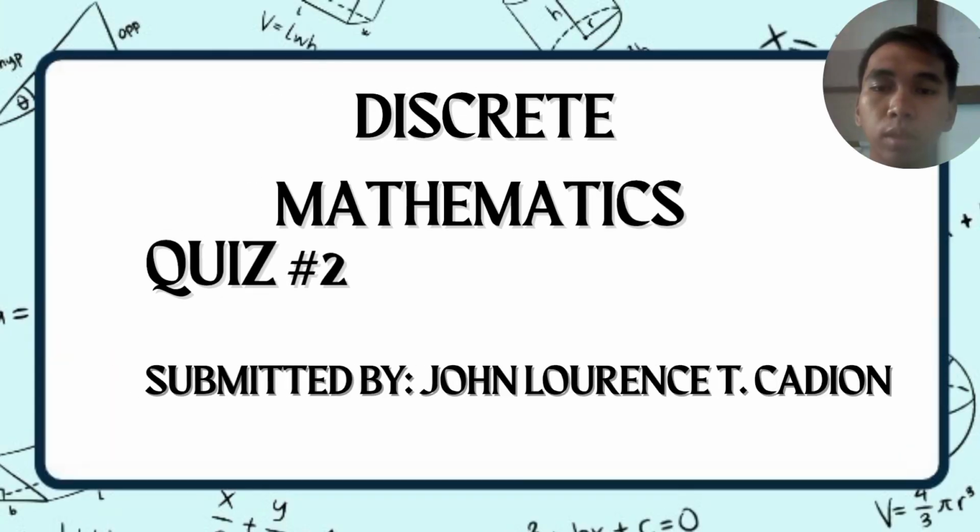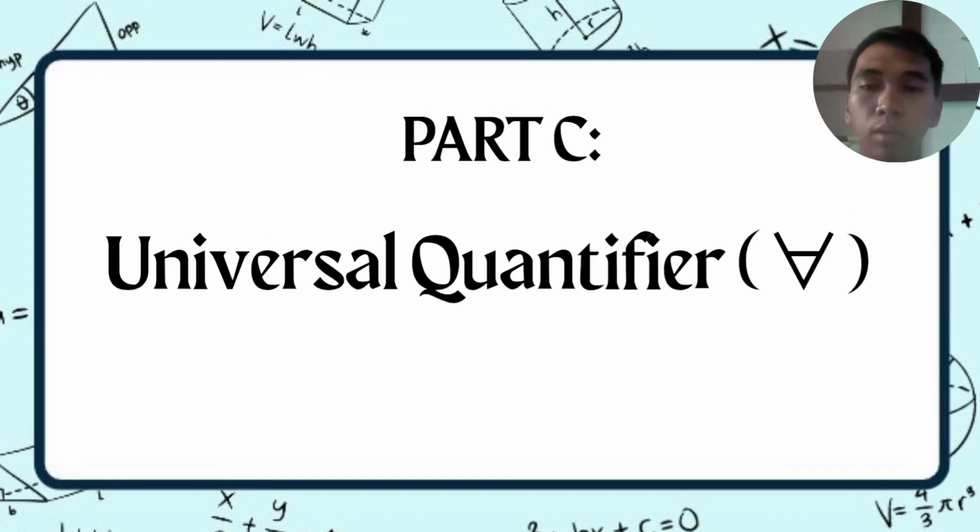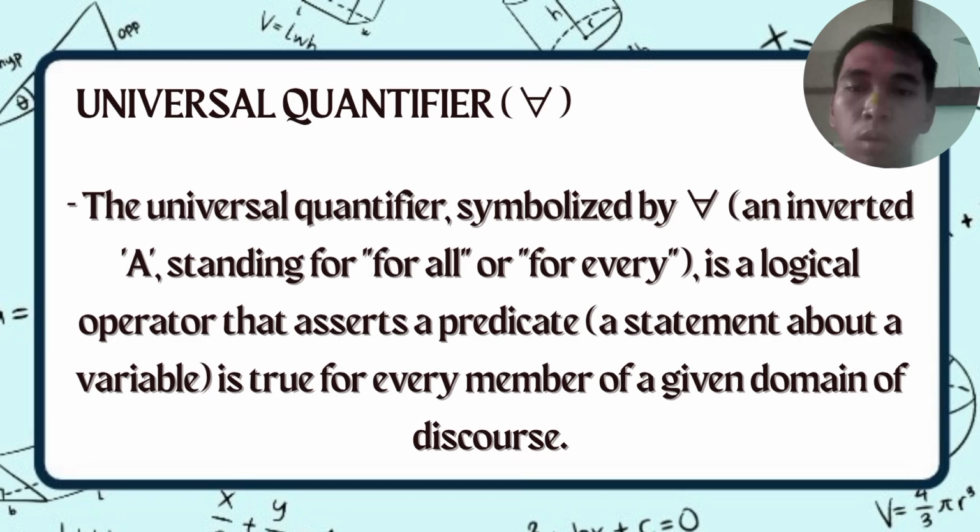Discrete mathematics quiz number 2. Part C. Universal quantifier. The universal quantifier is symbolized by an inverted A, standing for all or for every. It is a logical operator that asserts a predicate statement about a variable is true for every member of a given domain.